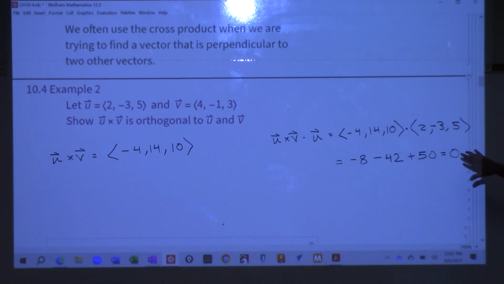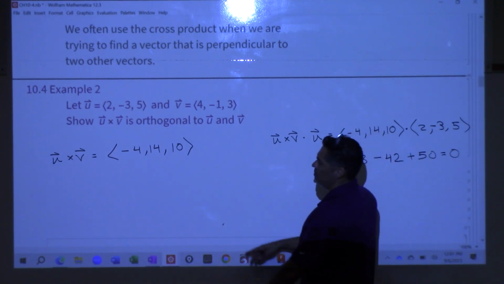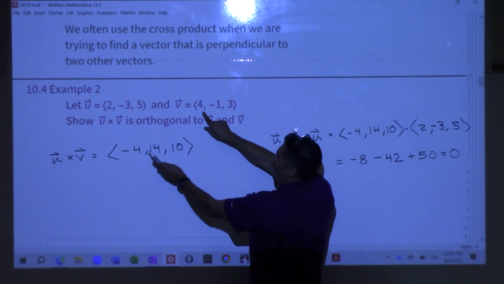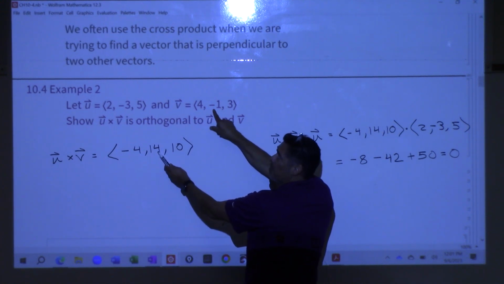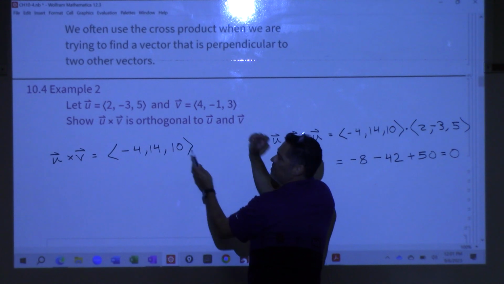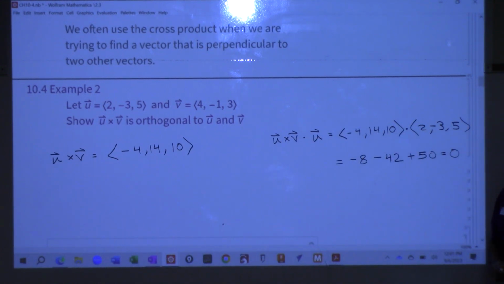All right, good. Should we verify the other one? I think I'll do it just visually. This dotted with this. So I get negative 16, negative 14. That's negative 30, and then positive 30. So you add them up, you get 0. See? And that's not a coincidence. That is a fundamental property of the cross product of 2 vectors that is always orthogonal to both.